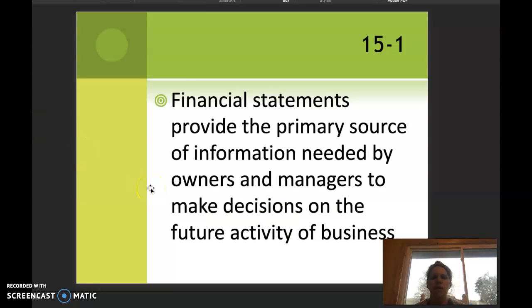And so starting with 15-1, what is a financial statement? It provides the primary source of information that's going to be needed by our owners as well as our managers to make decisions on any future business activity.